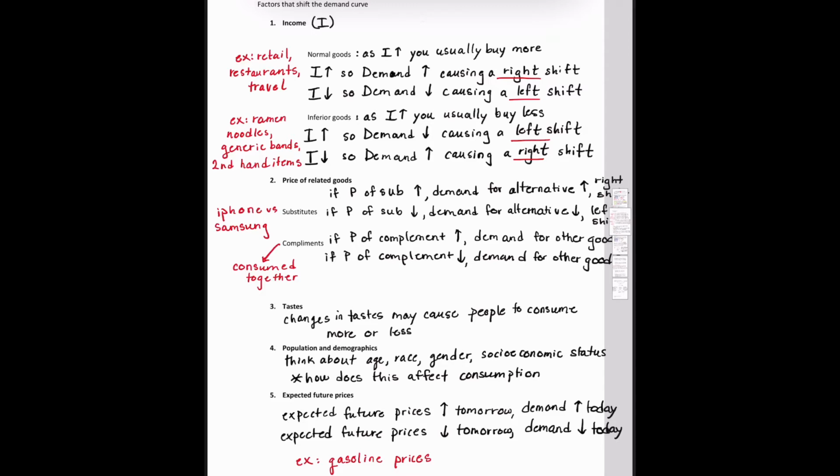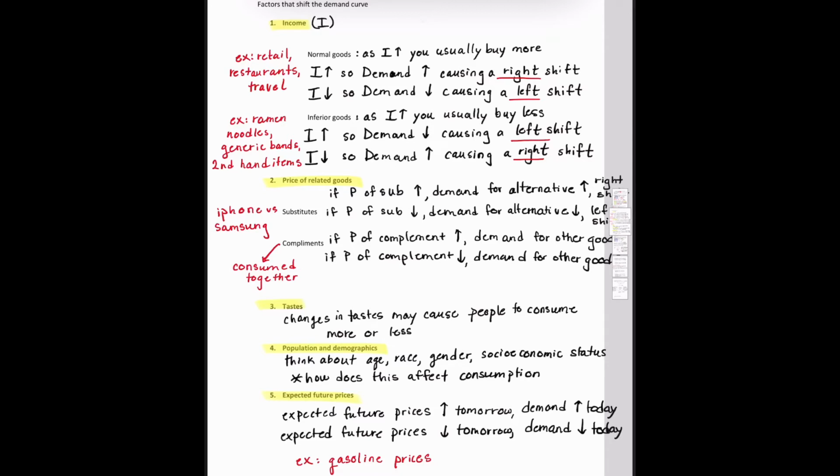Keep in mind that as the demand curve shifts, the quantity demanded will change, even if the price doesn't change. The quantity demanded changes at every possible price. So make sure you understand that a shift in the demand curve is different from a movement along the demand curve. And we'll talk about this related to supply in a little bit more detail. So what are these 5 factors that shift the demand curve? We have income, price of related goods, tastes, population and demographics, and expected future prices. So let's start off with income.